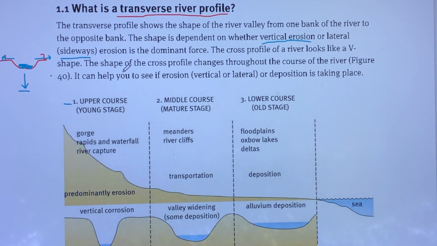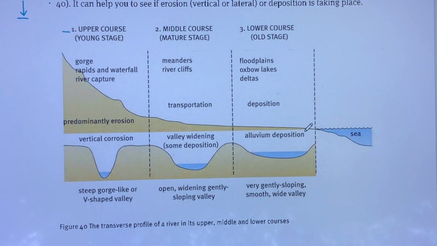The shape of the cross profile changes throughout the course of the river. As I told you, it differs in each and every course. Let's just move down now so that I can explain this effectively for you guys.